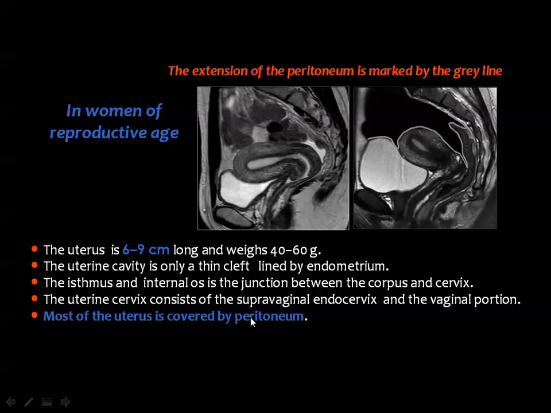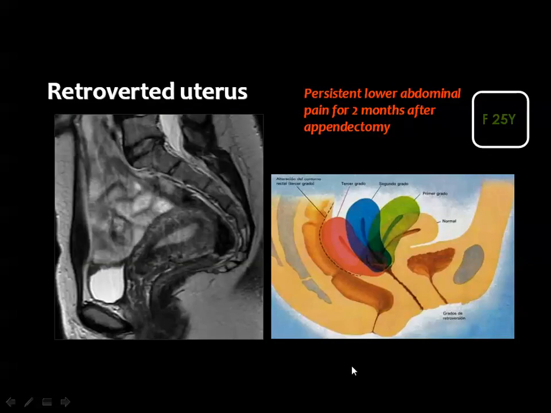And this is the size of the normal uterus, which ranges from 6 to 9 centimeters long. And this is the weight of the uterus. And most of the uterus is covered by endometrium, as you can see here. And this is a sagittal T2 weighted image, which presents very nicely the zonal anatomy of the uterus. Here is the endometrium, the junctional zone, and the myometrium.